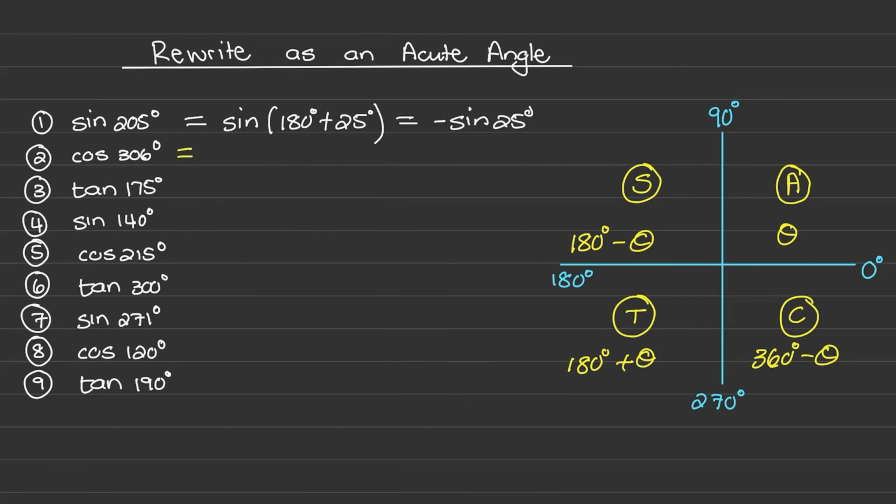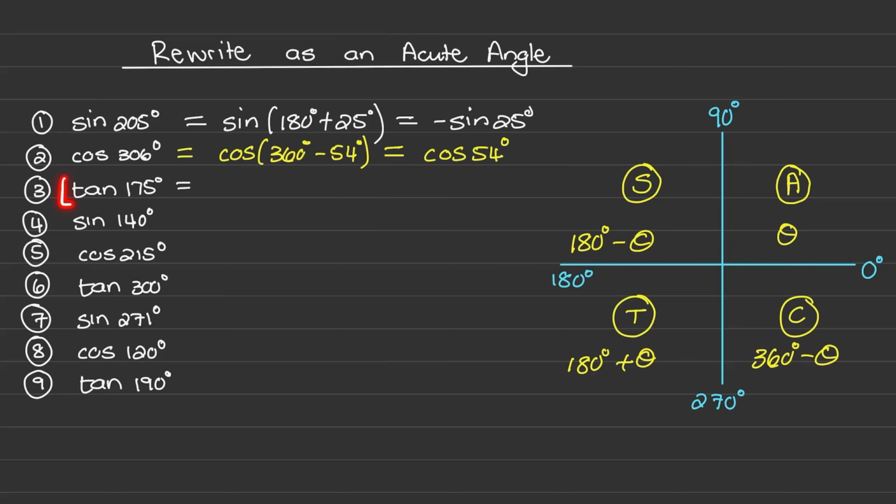Next, we have cos of 306 degrees, and 306 is in the fourth quadrant, so it's between 270 and 360 degrees. What do I need to subtract from 360 to get back to 306? That difference is 54 degrees, so theta is replaced with 54 degrees. We also know that cosine is positive in the fourth quadrant, so it will reduce to cos of 54 degrees.